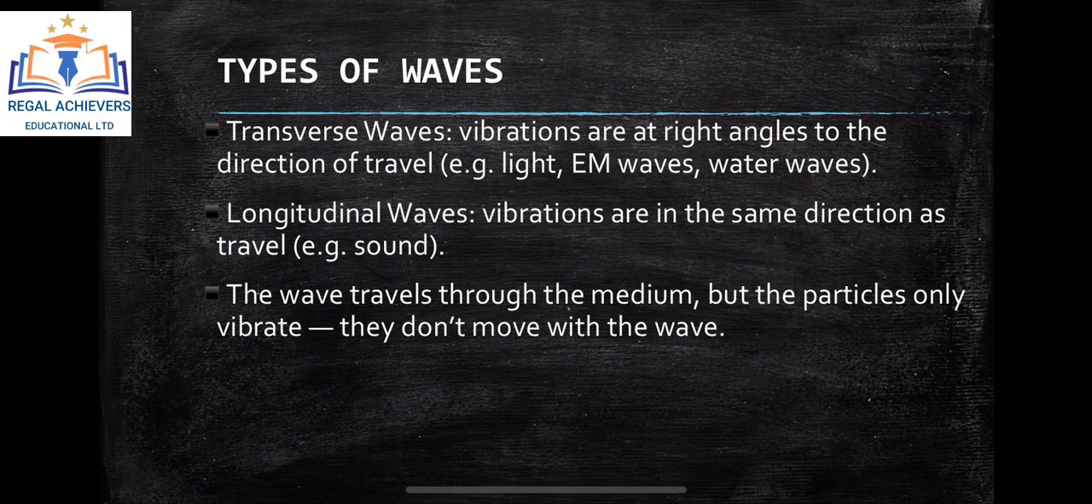Types of waves. Typically, we have two types of waves. One is called the transverse waves. In transverse waves, vibrations are at right angles to the direction of travel. We can see that in light waves, electromagnetic waves, and water waves. In longitudinal waves, vibrations are in the same direction as travel. We can see that in sound waves. The wave travels through the medium, but the particles only vibrate. They do not move with the wave.